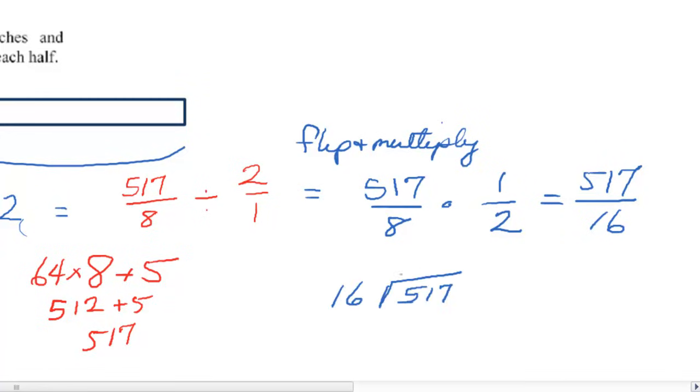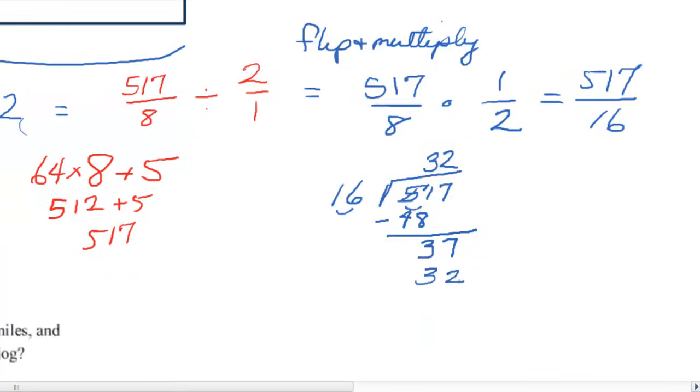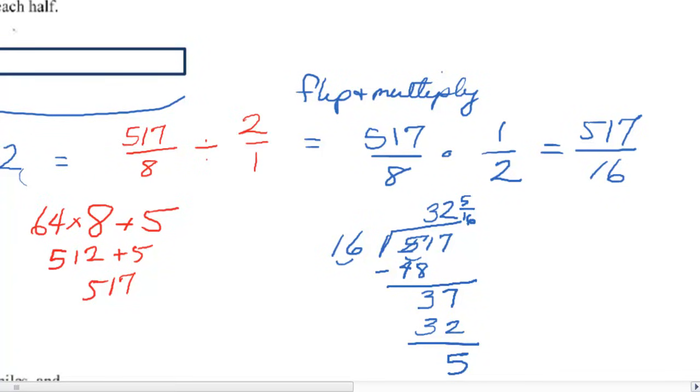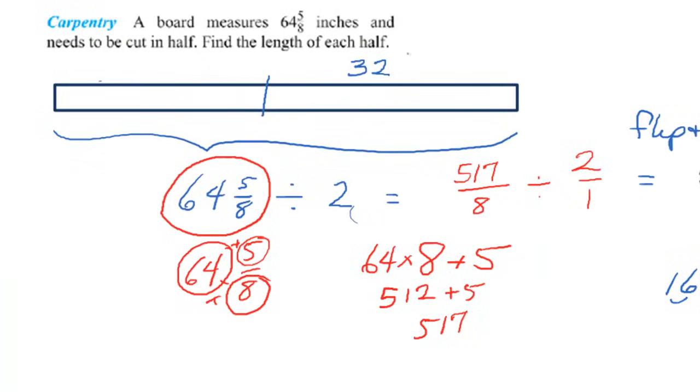Let's get it back into a mixed number. And 16 goes into 51 3 times. 3 times 16 is 48. I'm going to subtract those. 16 goes into 37 twice. 2 times 16 is 32. And our remainder is 5. And we're going to make a fraction out of that. So each half of our board is 32 5/16 inches.